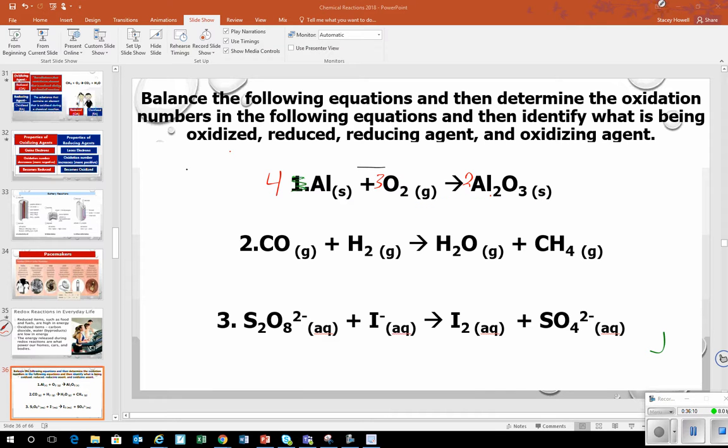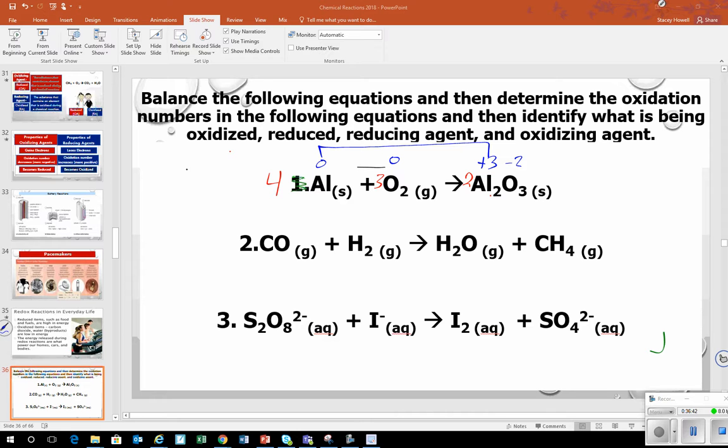Now I need to identify the charges. What's the charge on aluminum? Any element by itself, 0. Any element by itself, 0, even if it's a diatomic. Okay, we consider it 0. Over here, oxygen had a specific charge, and aluminum had a specific charge, that was one of the slides. So this one I can identify really quickly. What is being oxidized?